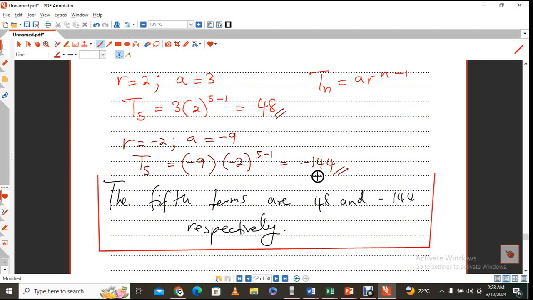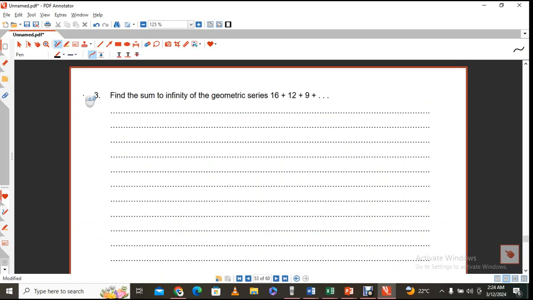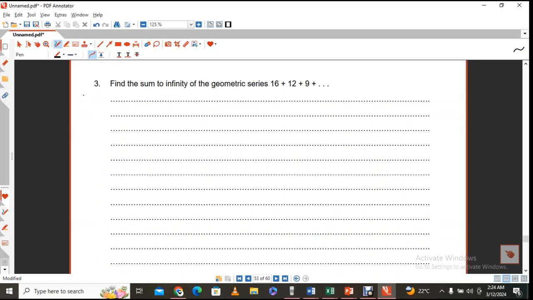Okay, so this is what we're looking at. Right, let's go to the next question. Question 3 is sum to infinity.